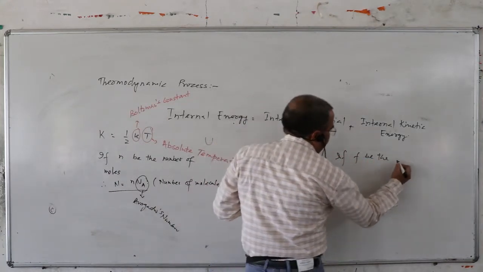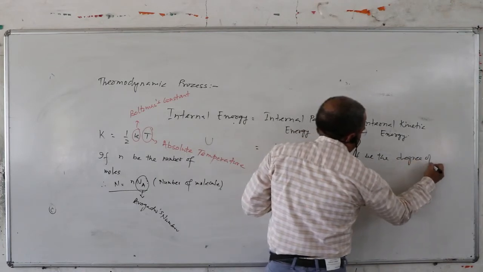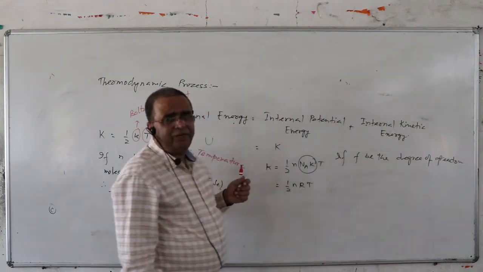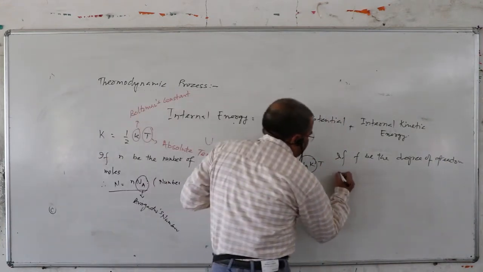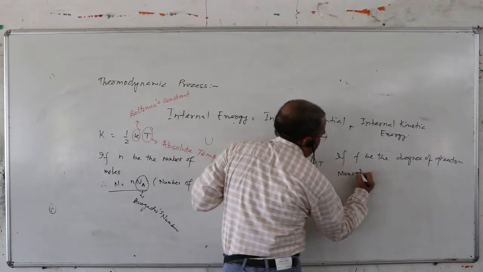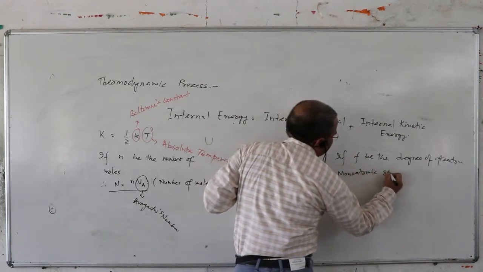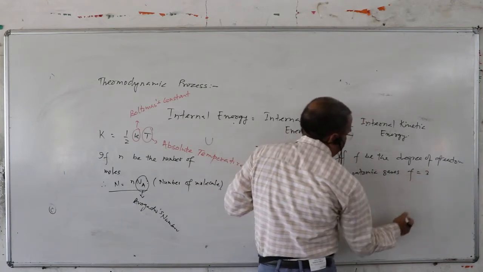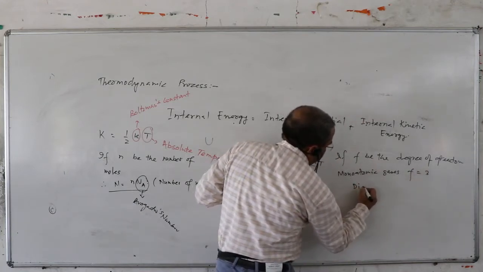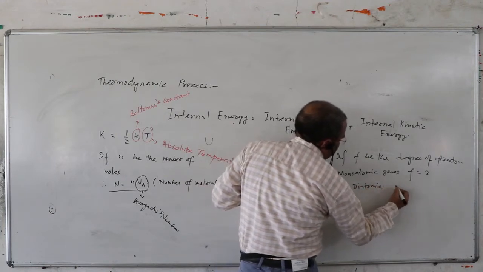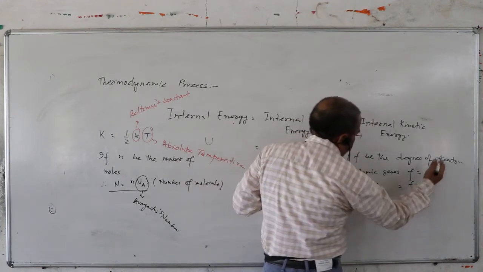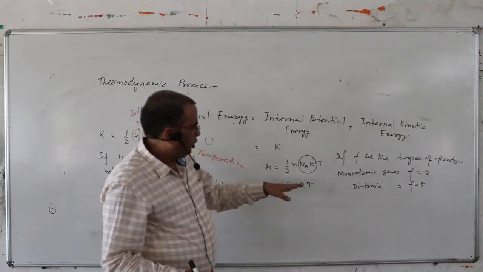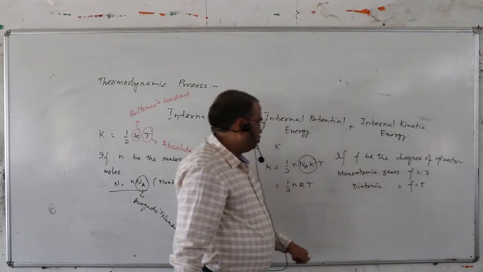If F is the degree of freedom of the gas molecules, we know that for monoatomic gases F is equal to 3, and for diatomic, F is equal to 5, or even at high temperature, maybe 6. So these are the values of F.